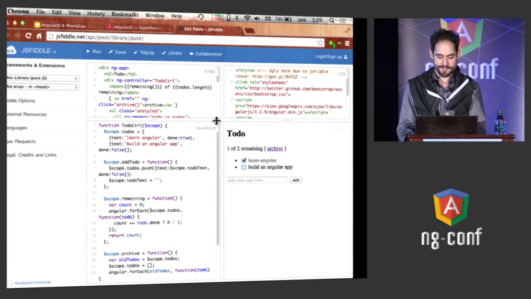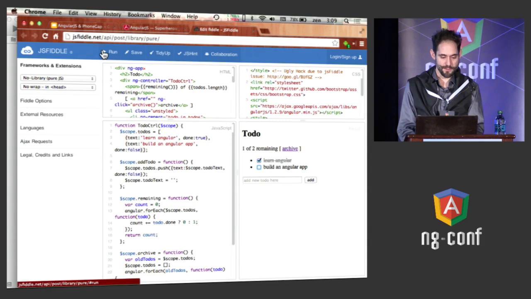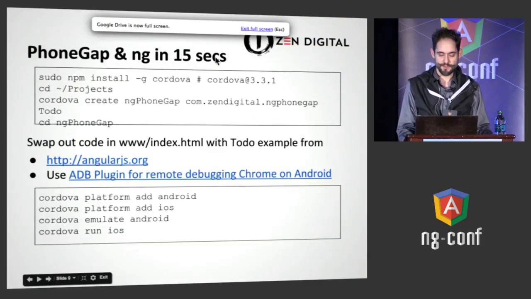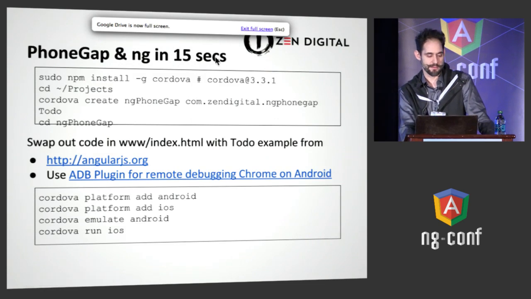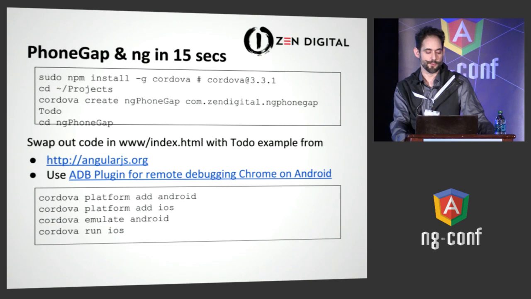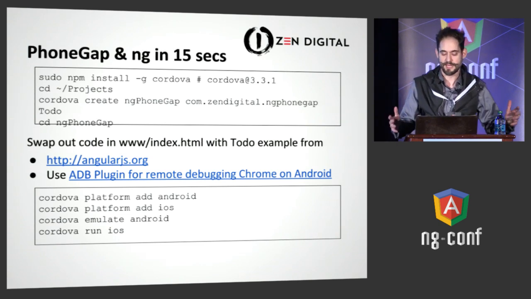So essentially, that's very powerful. You've got the ability to return to full screen. You've got the ability to run the exact same app in all three environments. So basically what I did was I swapped out the code that was by default in the index.html with the to-do example from the home page.